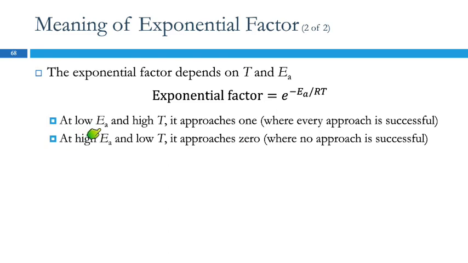So if Ea is small and temperature is high, so here in the fraction, the numerator is small, the denominator is big, this entire factor becomes a small number, e to the negative small number approaches 1. Every approach is successful. When you have high activation energy and low temperature, this exponential factor, this whole thing approaches 0, where no approach is successful.